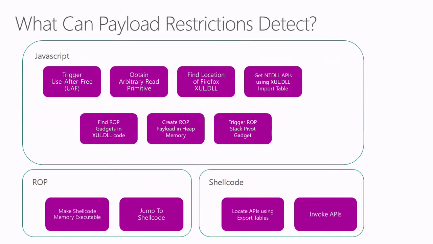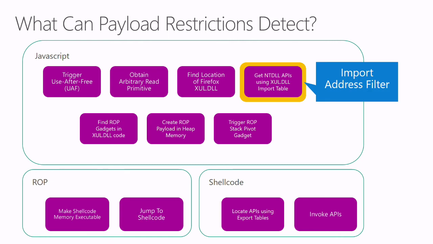So if you look at the whole view, where would the exploit mitigations and the payload restrictions, like the EMET mitigations, actually have a chance of blocking this exploit chain? The first place where they can kick in is this first step of resolving APIs using the import table. This is where we added a new mitigation in the Fall Creators Update, which is called import address filter. And we'll talk about that in more detail and see why we added it and how it works.